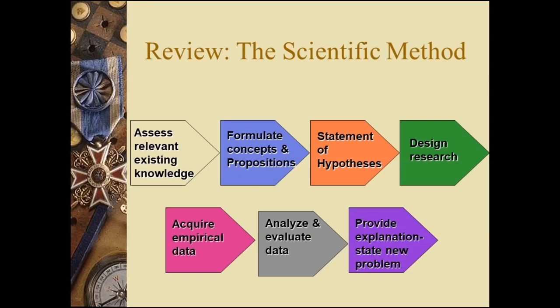Now, if you had frequently gone through, you would have noticed that we had finished off with step 1 called assessing relevant and existing knowledge, then how to formulate concepts and propositions, how to convert propositions into hypotheses, and then research design, then how to acquire empirical data, and then we had also seen how to analyze and evaluate the data. Today we are going to see the last step, which is part of unit 5 called providing explanations and stating new problems.